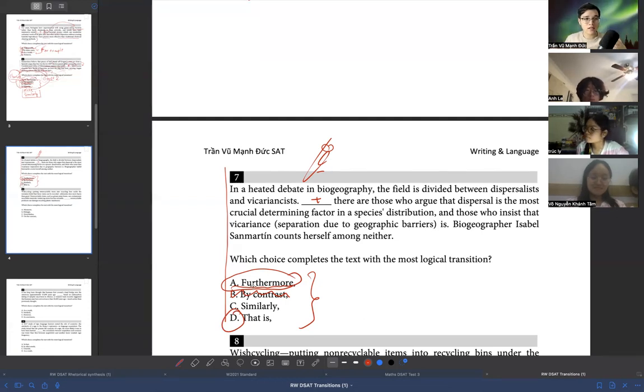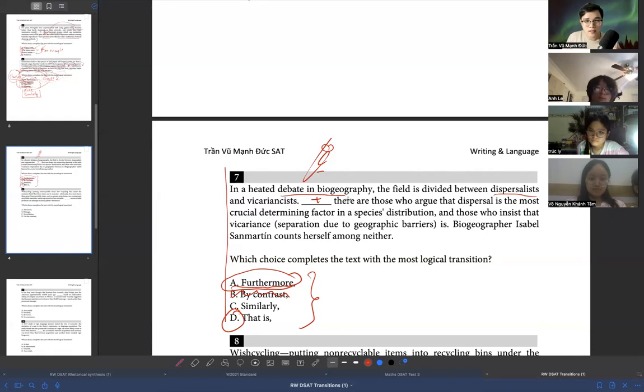That is the same as "in other words." So in this one, you can see that in a heated debate in biogeography, the field is divided between this one and a vicariancist, something like this. And I don't really understand what these mean.